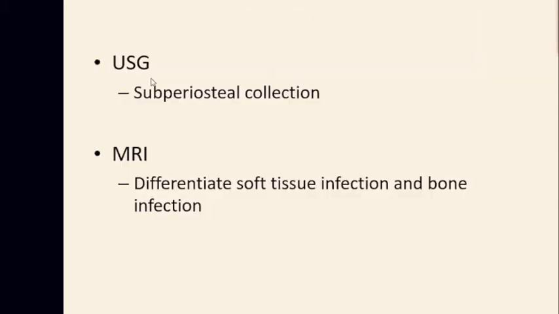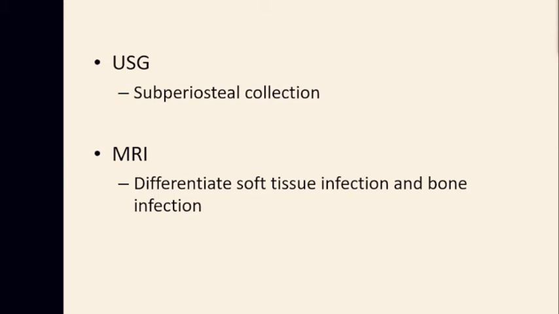So the other investigation is, you can see the subperiosteal collection of pus in the ultrasound, but it's very difficult to detect. You need a really expert to do this. And the best investigation is MRI, which we can do in our setup, because it differentiates soft tissue infection from bone infection. So it clarifies whether the bone has been infected, pus has been formed in the bone, and the pus is percolating from bone to the soft tissue.